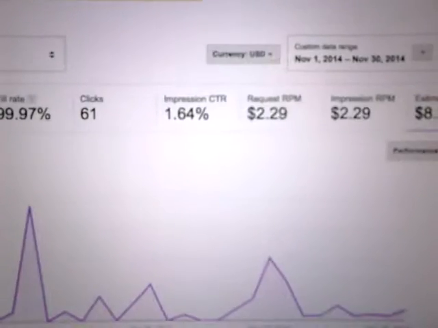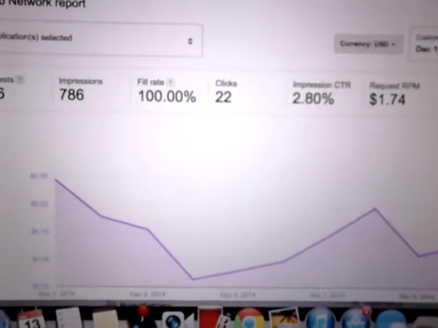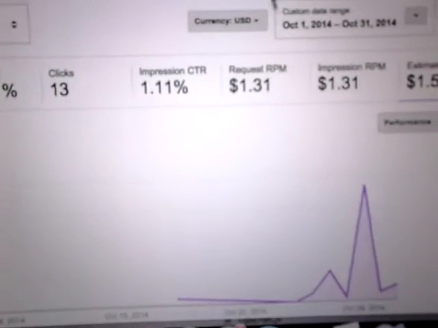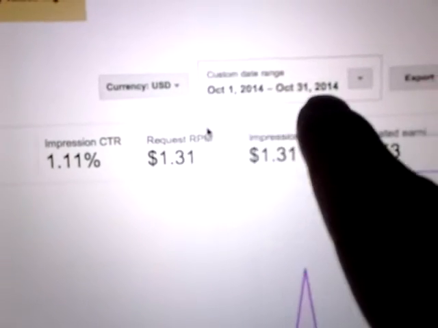USD and USD. Okay, so I'm just looking here, guys, this is October.